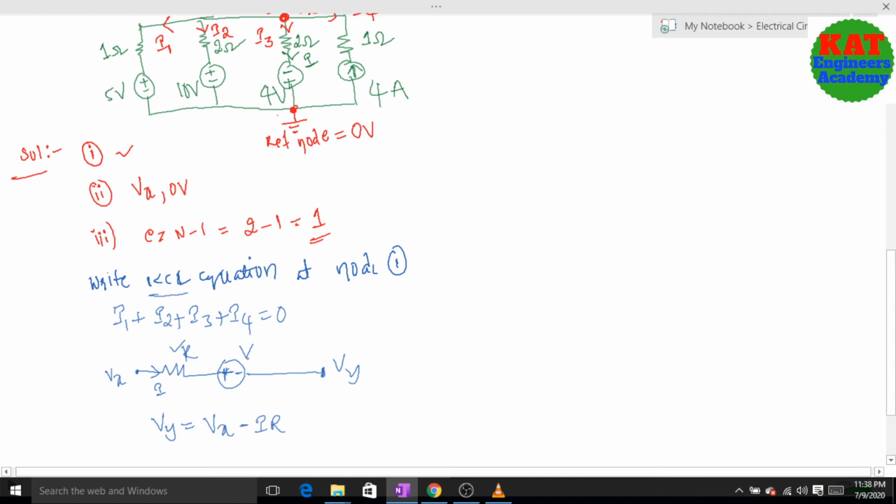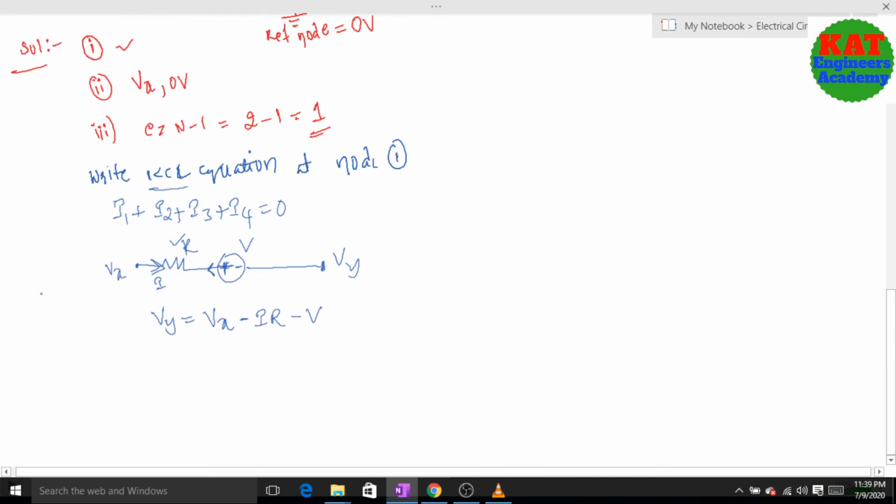Next we are having the voltage. Whether the voltage is added or subtracted, that we have to know. It is very, very important. So just listen, the actual current direction is towards the right side, but here the voltage source we consider has positive here and negative there. Current will flow out of the positive terminal only. So this direction is opposite to the actual direction. So we can consider this as minus V. The direction of V is opposite to the actual direction of I. That's why we can write Vy equals Vx minus IR minus V.